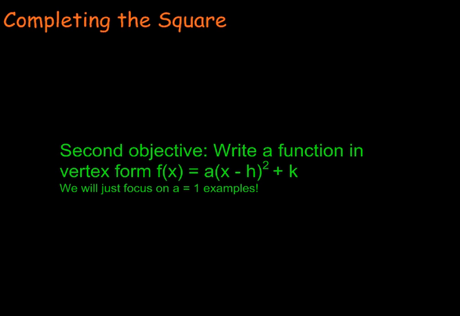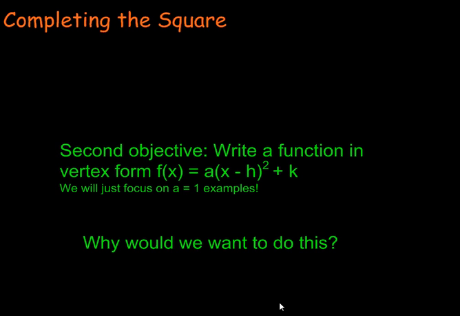This is the next video in the Completing the Square series. We're going to focus today on a specific objective: write a function in vertex form. Today we're going to focus specifically on a equals 1 examples, so when the coefficient on the x squared term is a 1. Someone might ask, well, why would we want to do this?